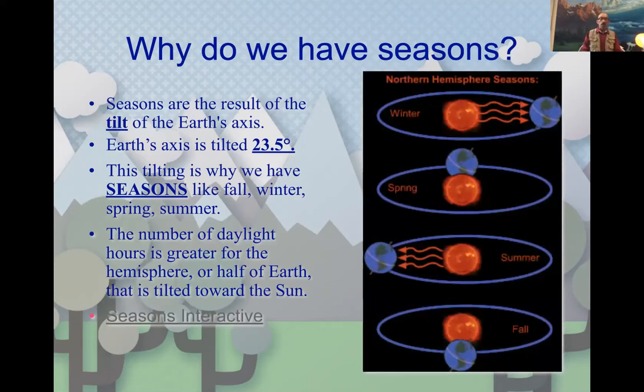The seasons are the result of the tilt of the Earth's axis. The Earth's axis, again, is tilted at 23.5 degrees. That tilt does not change. This tilting is why we have seasons like fall, winter, spring, and summer. The number of daylight hours is greater for the hemisphere, or half of the Earth, that is tilted toward the sun.